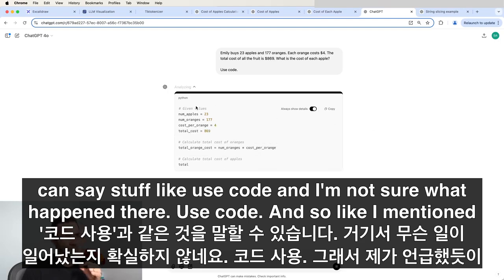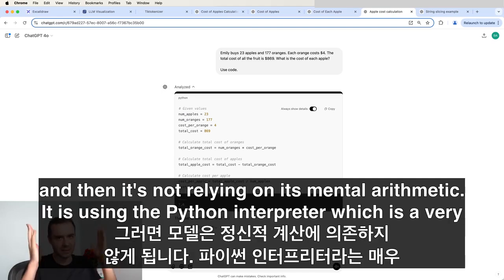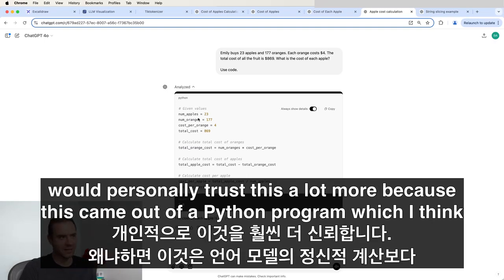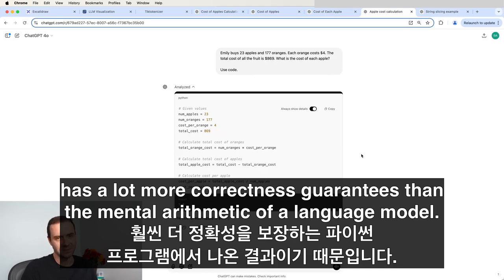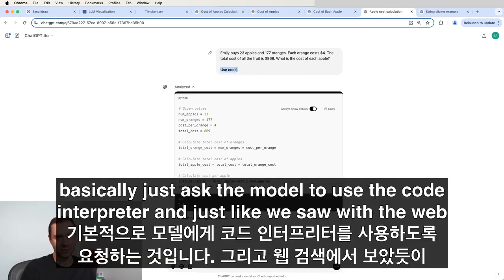And so, like I mentioned, there's a special tool, and the model can write code, and I can inspect that this code is correct. And then it's not relying on its mental arithmetic. It is using the Python interpreter, which is a very simple programming language, to write out the code that calculates the result. And I would personally trust this a lot more because this came out of a Python program, which I think has a lot more correctness guarantees than the mental arithmetic of a language model. So just another potential hint that if you have these kinds of problems, you may want to just ask the model to use the code interpreter.